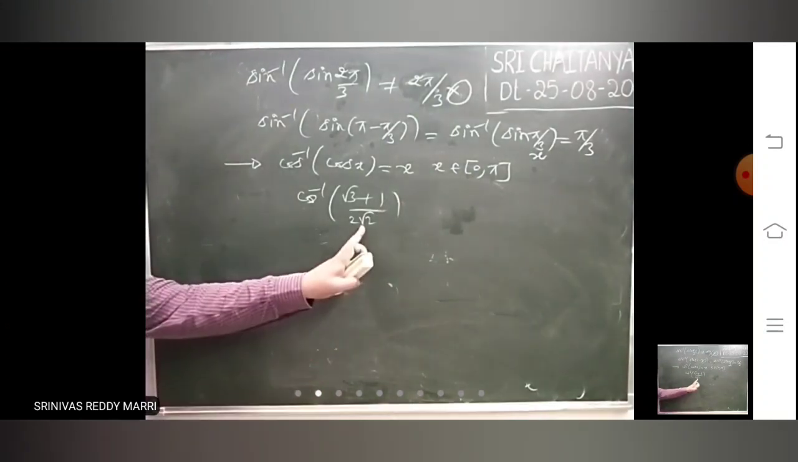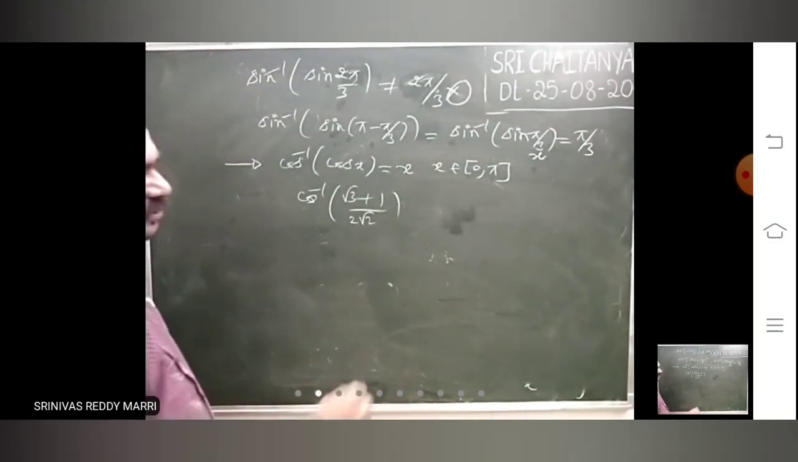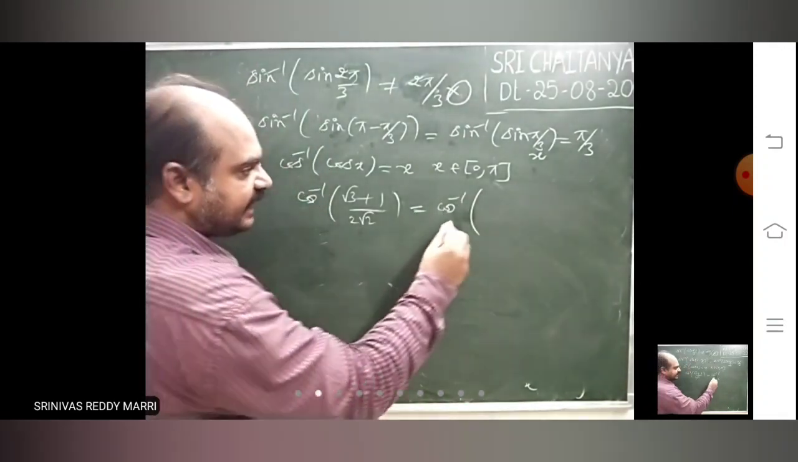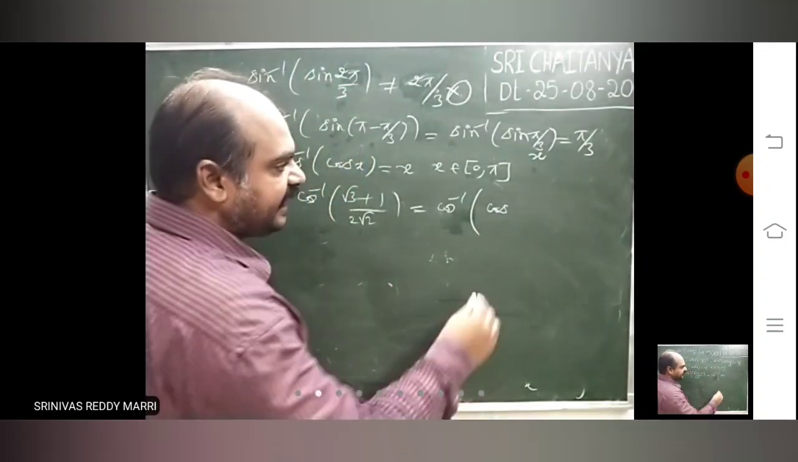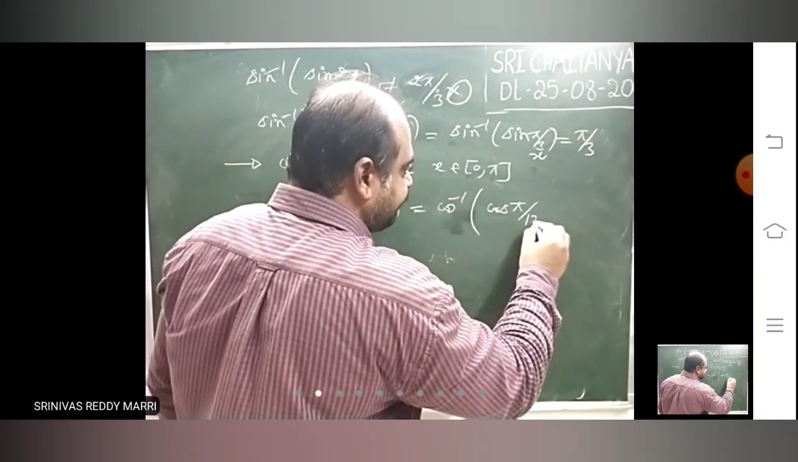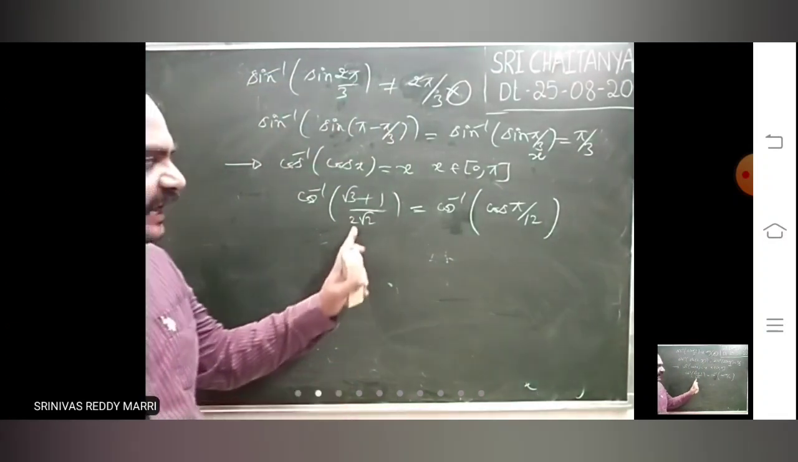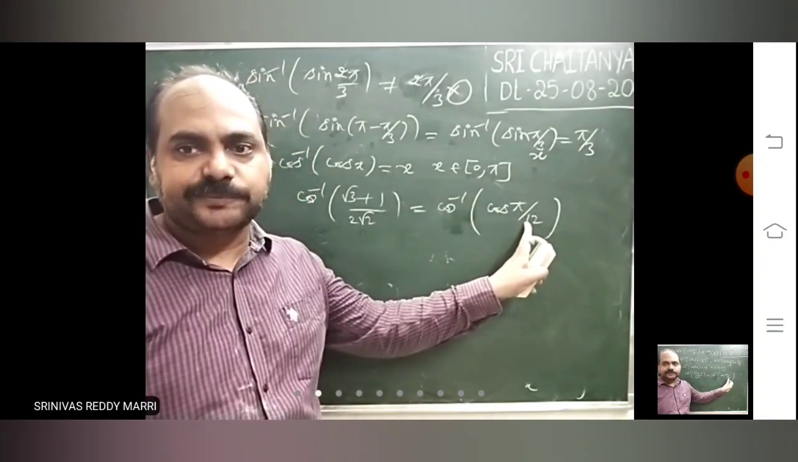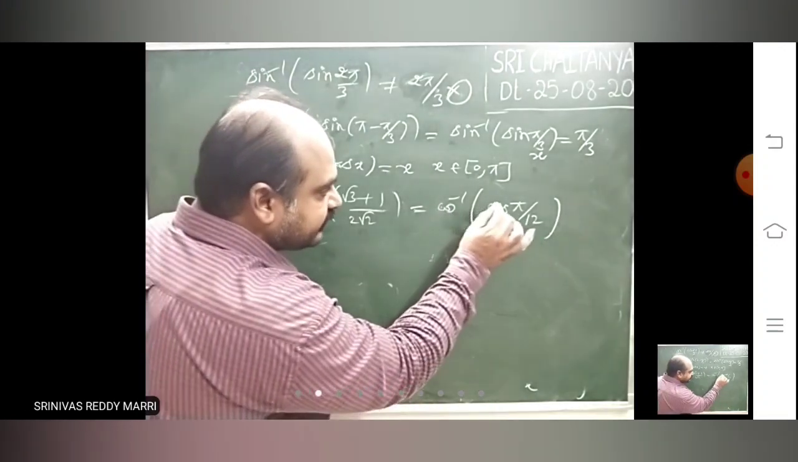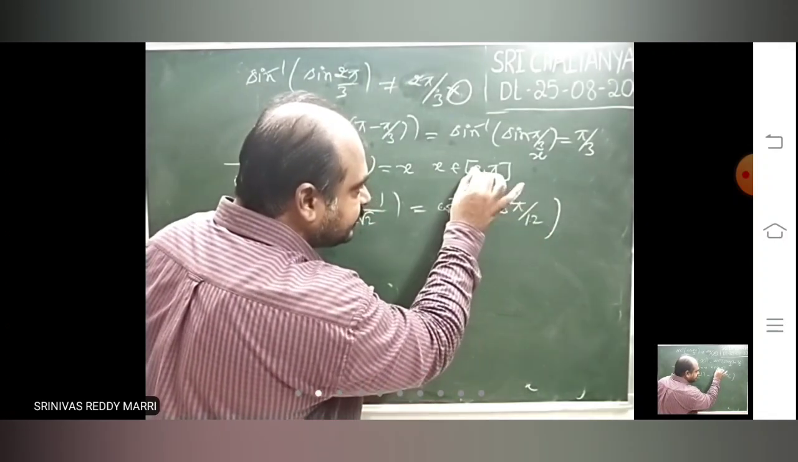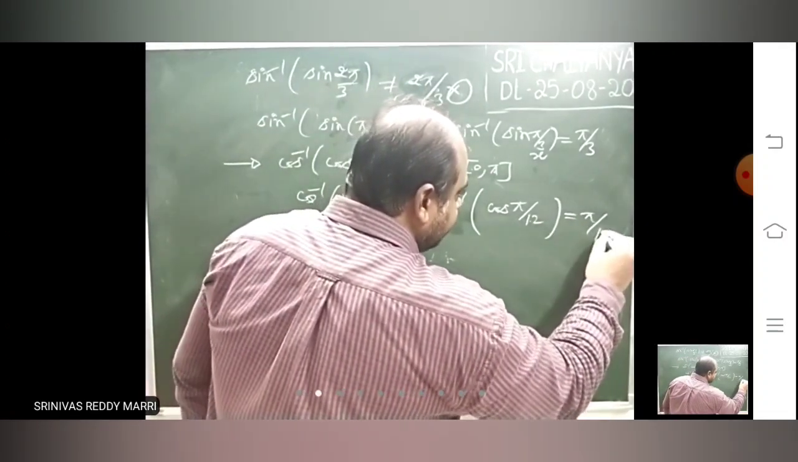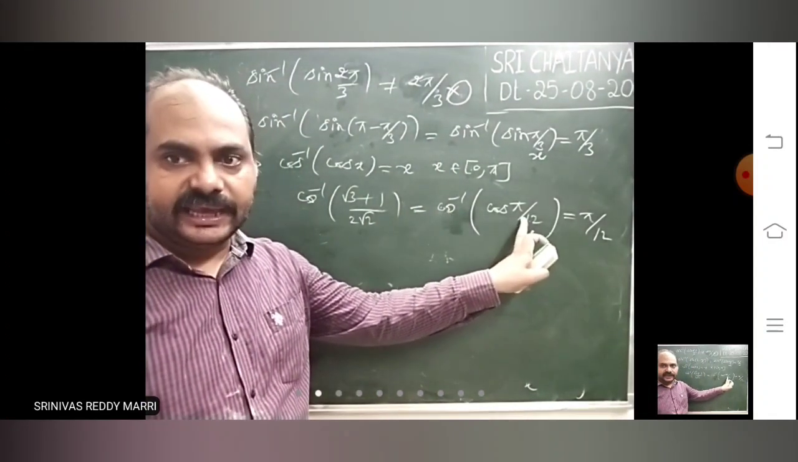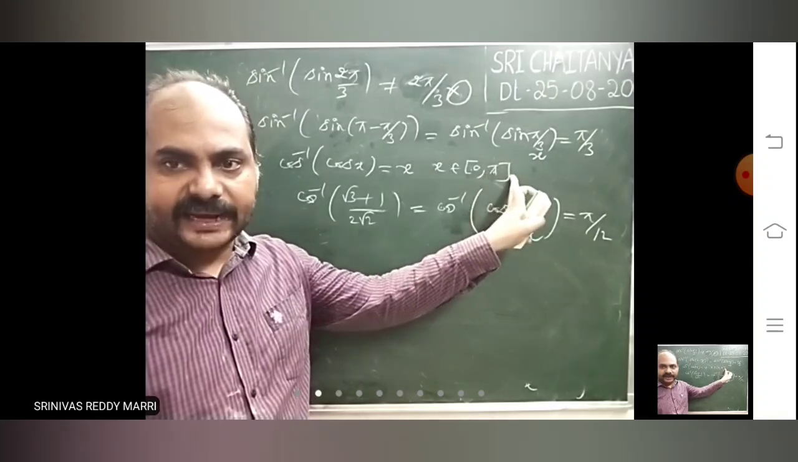Cos inverse root 3 plus 1 divided by 2 root 2 is there. Right? So this is nothing but cos inverse. What is this angle? Cos 15 degree. 15 degree means pi by 12. Cos 15 degree is what? Root 3 plus 1 divided by 2 root 2. Now look at here. Cos inverse cos, this is pi by 12. That is lying in this interval. Yes, simply cos inverse cos x, x is pi by 12, that is lying in 0 to pi.